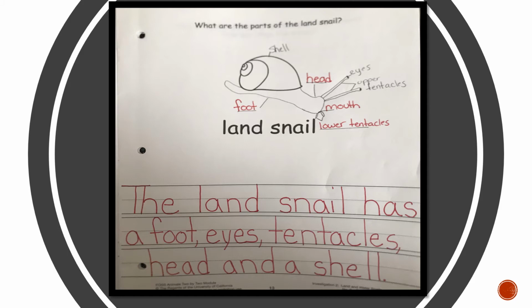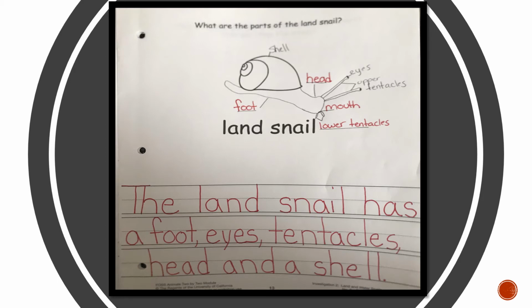Okay, so we're back. I hope you guys paused the video and finished up your page without skipping on to the next slide. But now we're just going to look at the spots that we needed to fill in. So we have the foot of the land snail. Remember, that's on the bottom. The head, the mouth, even though we don't see it very well from looking from above the snail, it is there. And the lower tentacles. These are the important features of the snail that we need to be able to identify.